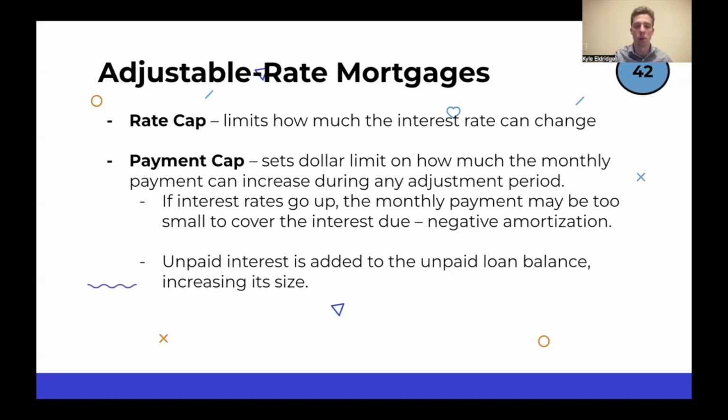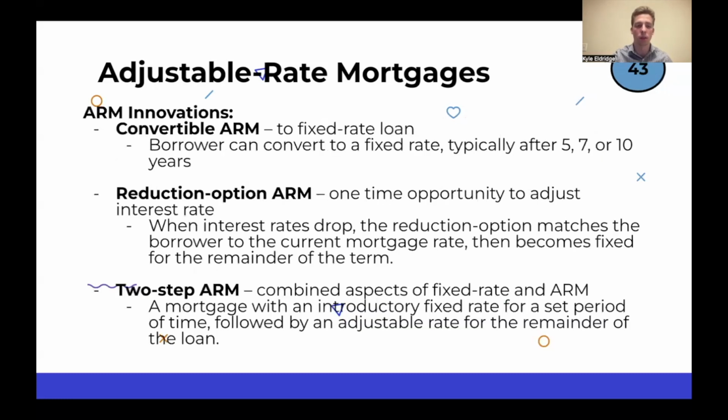If interest rates go up, the monthly payment may be too small to cover the interest due, which is negative amortization. Unpaid interest is added to the unpaid loan balance, increasing its overall size. A convertible ARM is one where a borrower can convert to a fixed rate loan, typically after 5, 7, or 10 years. The reduction option on an adjustable rate is a one-time opportunity to adjust the interest rate.